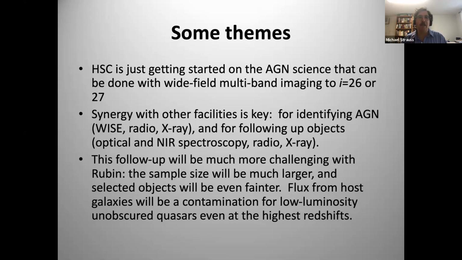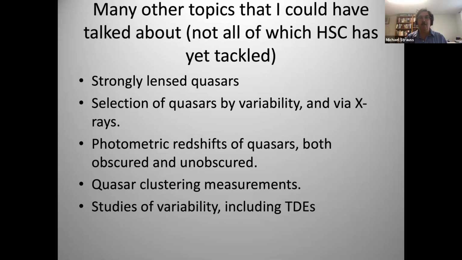And the other thing is that, of course, Rubin will allow us to go yet fainter, which of course we will want to do, but it becomes more difficult in all kinds of ways. The follow-up gets harder when you go fainter. The flux from those host galaxies will be even more of a contamination as one goes to lower luminosities, and so that will be an important thing. Just a throw out to say that there's yet more subjects that we could have talked about.